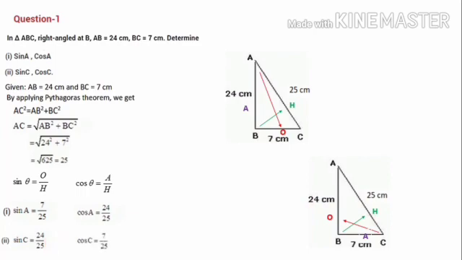So here 24 divided by 25 is the answer. Next, cos C is equal to A by H. Here A is 7 centimeter and H is 25 centimeter. So cos C is equal to 7 divided by 25.